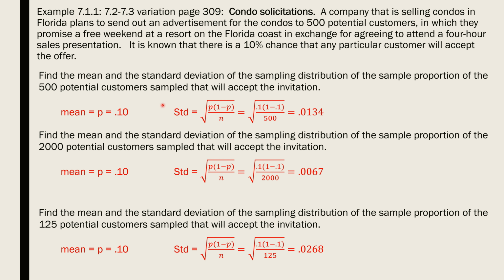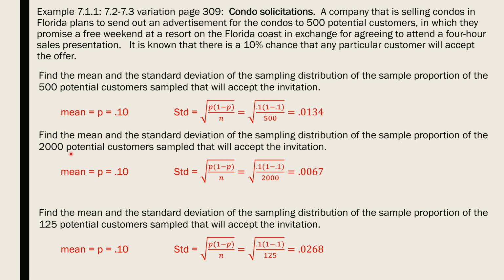First question. Find the mean and the standard deviation of the sampling distribution of the sample proportion of the 500 potential customers sampled that will accept the invitation. So we know that the mean of the sampling distribution of the sample proportion should equal the mean of the population distribution. That's why the mean mu p should equal 0.1, and the standard deviation should be calculated using this formula.